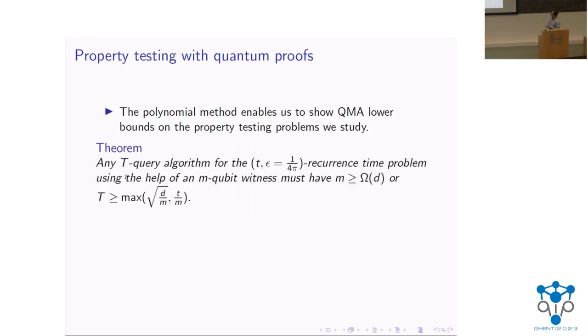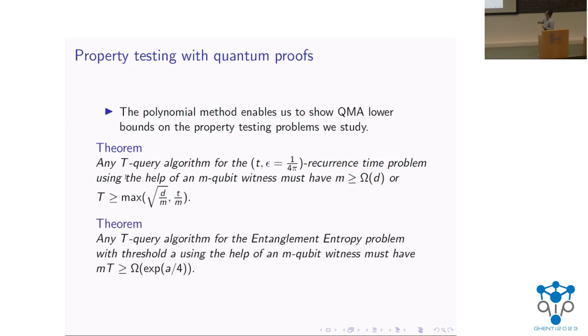So in particular, we can apply these polynomial methods, similar to how they're applied for the classical oracles, to a lot of these problems. So for the recurrence time problem, if you're given an m-qubit quantum witness, we can actually show a lower bound of the max of square root of d over m and t over m. And similarly for the entanglement entropy problem, I guess you can move the m to the other side. So for that problem, you have to make at least exponential in a over 4 divided by m queries to the oracle.